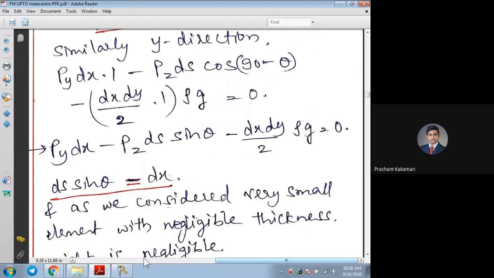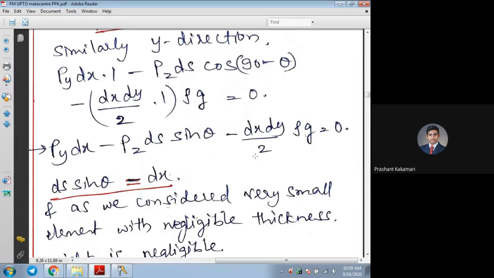So this weight and the inclined pz force in the z direction are acting in the opposite direction, or downward direction, negative sign. The upward direction force acting is py dx. So if you equate all this, I can write it as py dx. Now I'll remove that 1, or the width value. Width is negligible. So py dx, pz into ds into sin theta, so cos of 90 minus theta is sin theta, I can write, minus dx dy by 2 rho g.